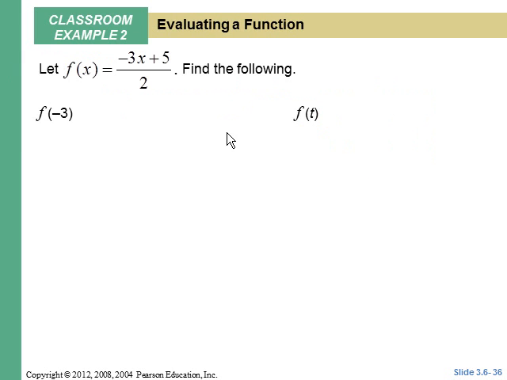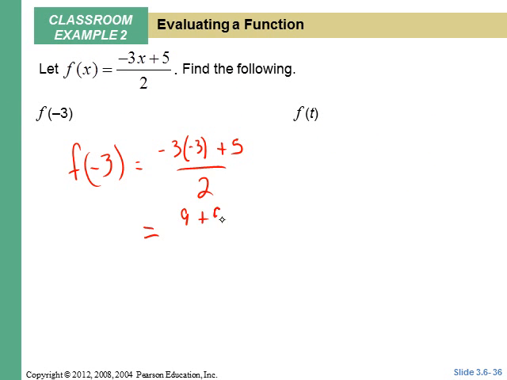Okay. Now, this one, find f of negative 3. So f of negative 3, instead of writing x, we're going to write negative 3. So negative 3 times negative 3 plus 5 divided by 2. Negative 3 times negative 3 is 9 plus 5 divided by 2 is 14 divided by 2 is 7.